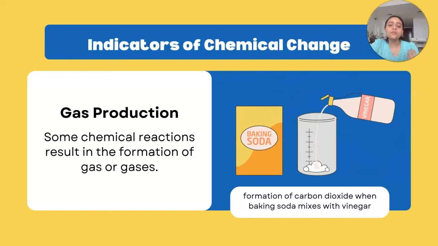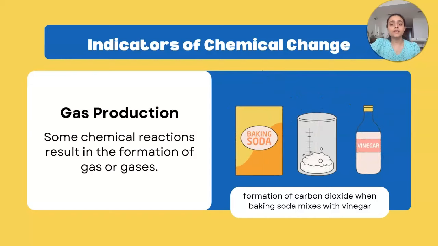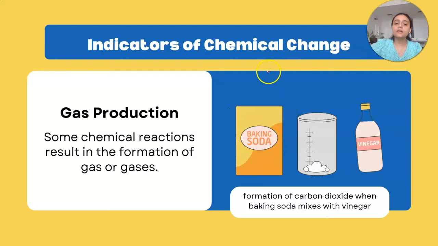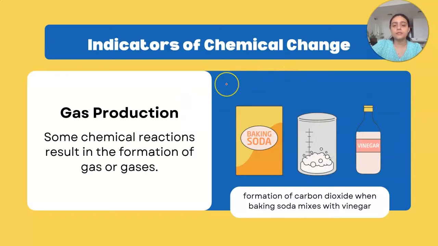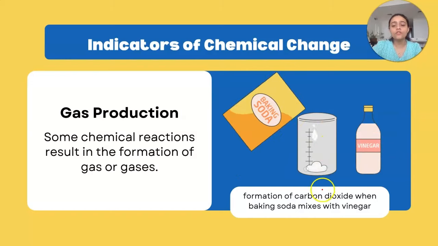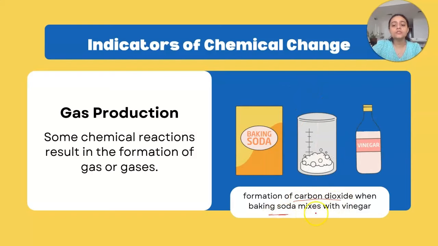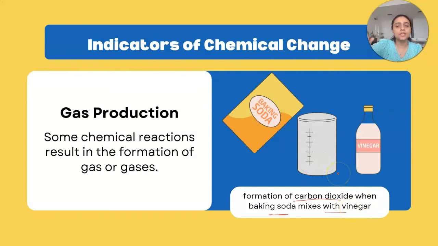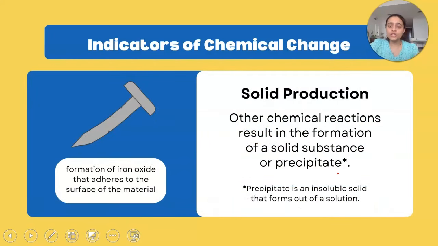Now there are certain more indicators which state that particular elements are going through chemical reactions. One indicator which tells that a chemical change has happened or a chemical reaction has taken place is the formation of carbon dioxide when baking soda is mixed with vinegar. Most of the energy is being released. So gas is being produced, or gases are being absorbed or released to take part in the chemical reactions.